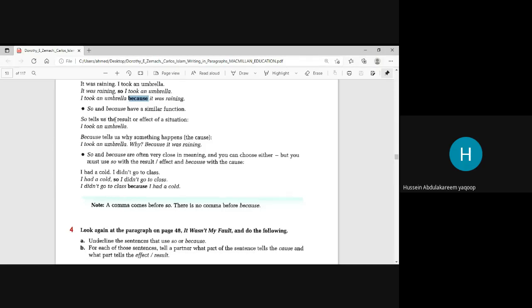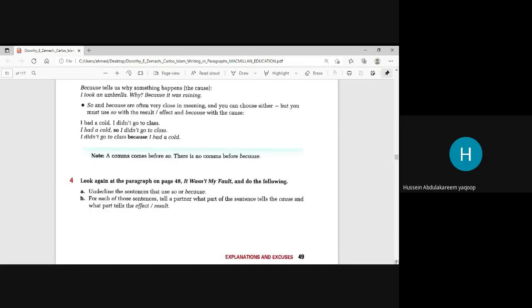Now some important points. So tells us the result, or effect, of a situation. So the result comes after so: I took an umbrella. Because tells us why something happens, the reason: I took an umbrella because it was raining. So the reason comes after because, while with so the result comes after so.